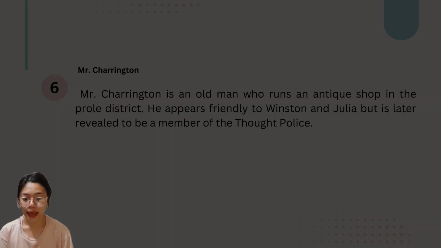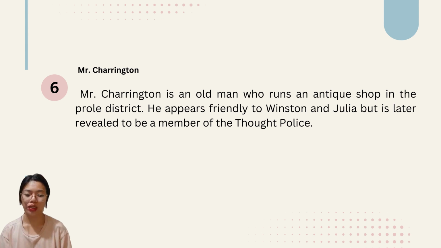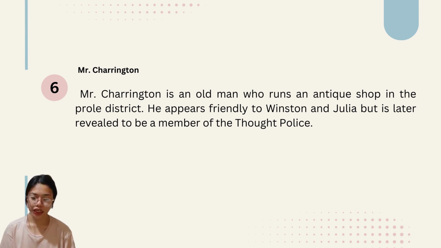The last one is Mr. Charrington. Mr. Charrington is an old man who runs an antique shop in the Pearl District. He appears friendly to Winston and Julia, but is later revealed to be a member of the Thought Police.